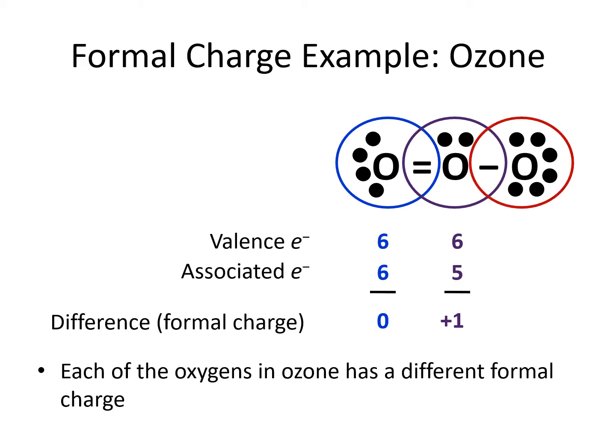The right oxygen also is in 6A, so it has 6 valence electrons. It has 6 dots and 1 dash, making 7 associated electrons. 6 minus 7 gives a -1 formal charge.